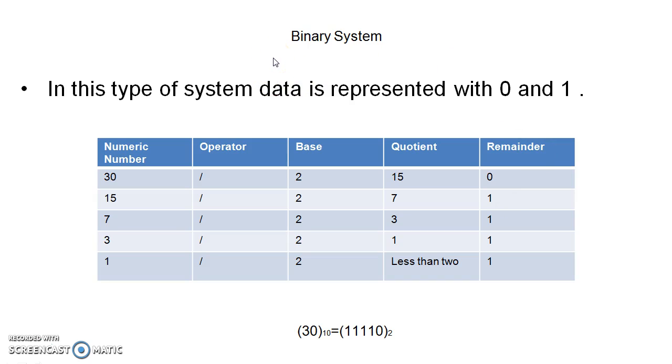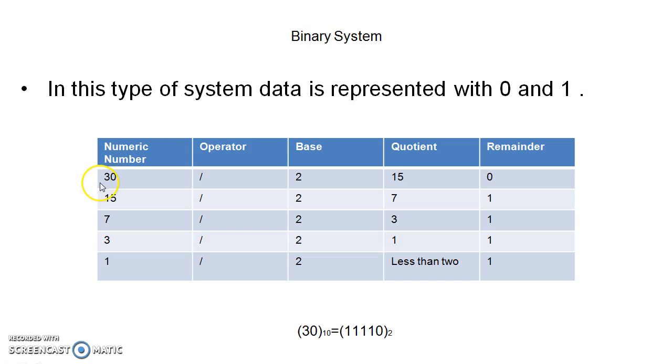In this topic, I am going to explain four types of number systems, that is binary, octal, decimal and hexadecimal. First we will see the binary system. Bi means 2. In this system, data is represented with 0 and 1.